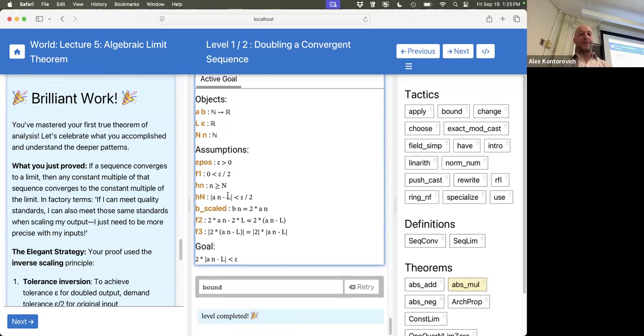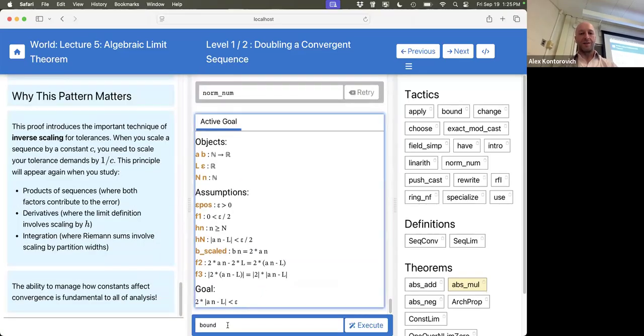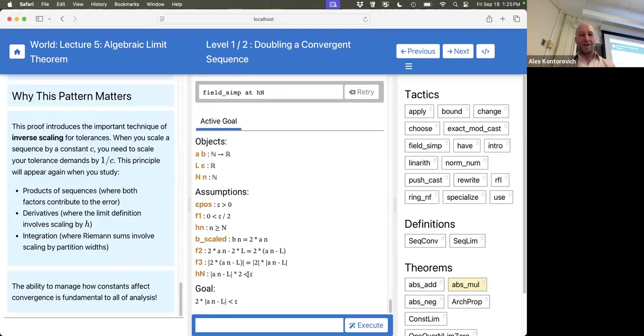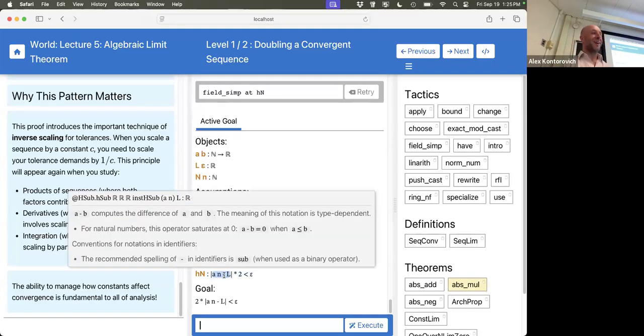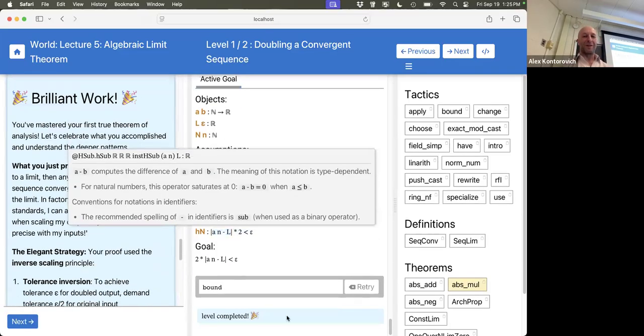So field simp at HN. Let's see if that'll do something. So let's try field simp at HN. Will that cross multiply? It did. And unfortunately, okay, so now you could do ring to move them back around. Yeah, there's a variety of ways of finishing it. Bound is probably the easiest.